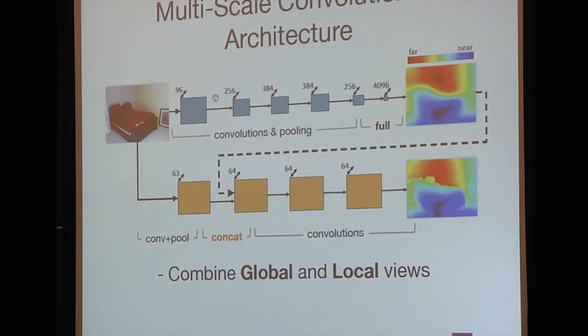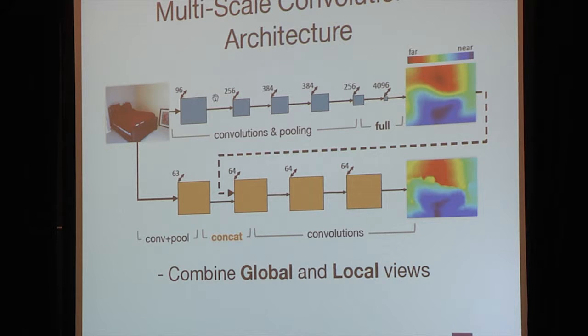The way we do this is basically by taking the RGB image and feeding that into a convolutional network with multiple layers of convolutions and pooling, down to a fully connected layer that incorporates the features from the full image and produces a prediction over the entire image. And this captures a lot of the overall structure of the scene.